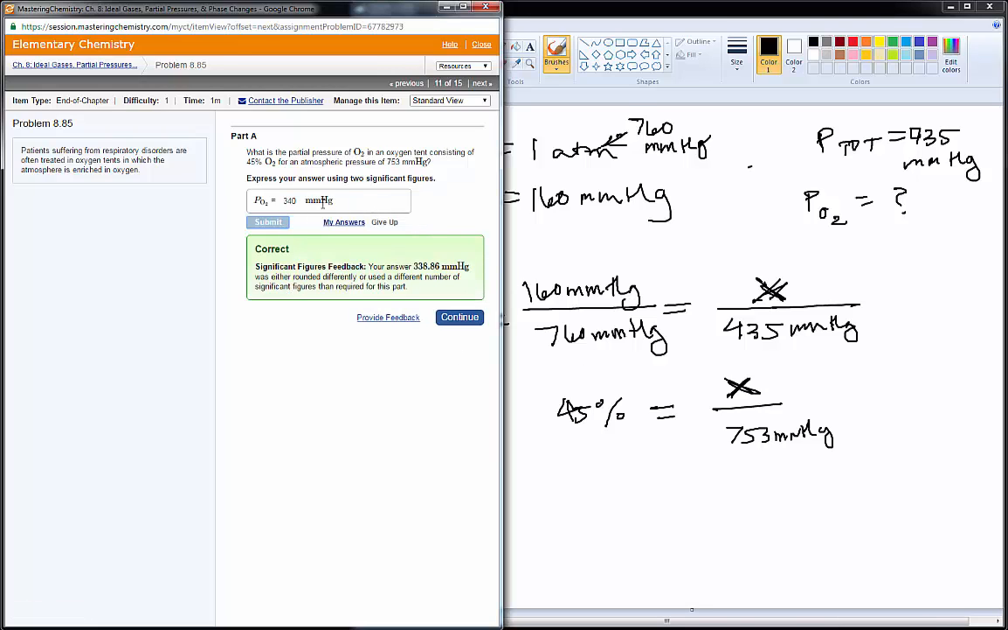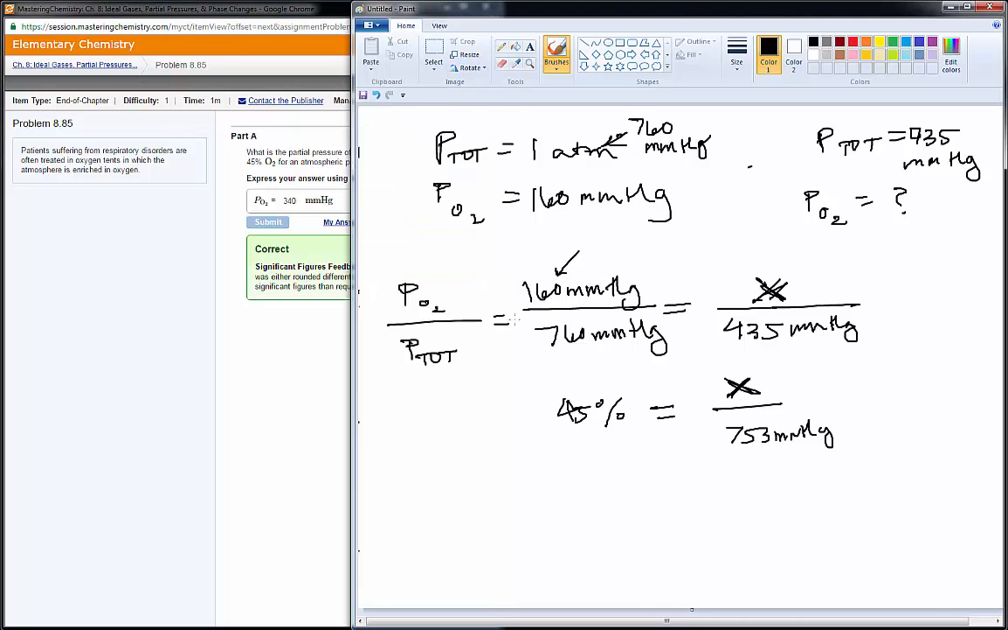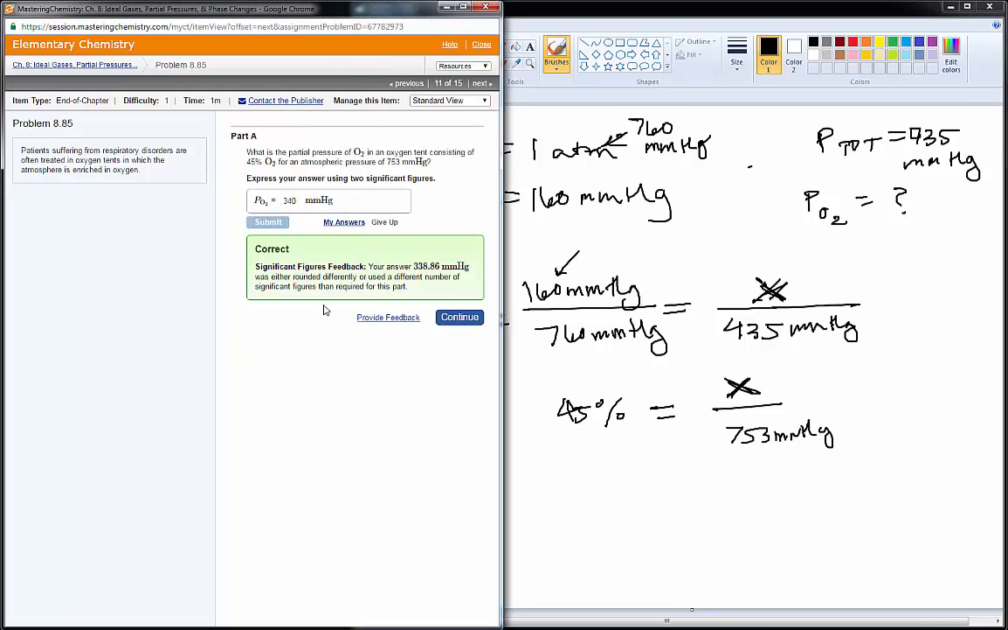Now note, this says 340. This is in an oxygen tent. This was our normal oxygen at atmospheric pressure. So this is twice as much oxygen. That's why this is an oxygen tent, because it delivers more oxygen to the tissues.